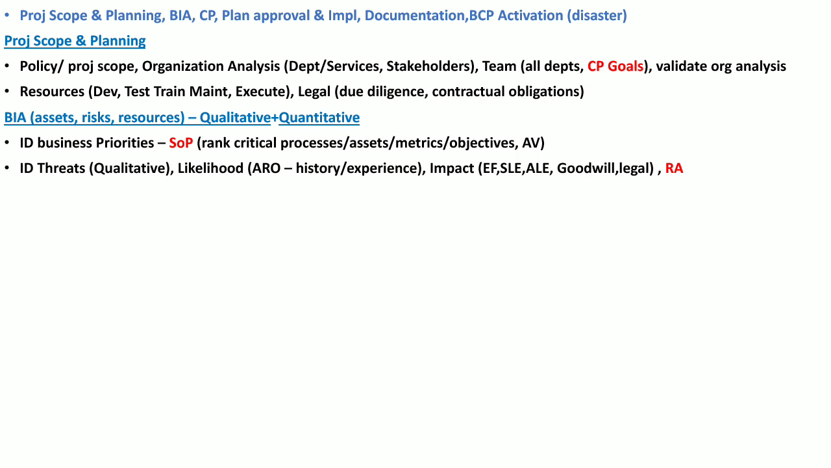Then this BCP team calculates the impact of any negative event on your business processes, by calculating these values in a quantified manner, that is the exposure factor or single loss expectancy or annualized loss expectancy, and also in a qualitative manner, that is the goodwill or any legal implication of any threat. So all these risk findings are then documented in a document that is called risk assessment or RA.